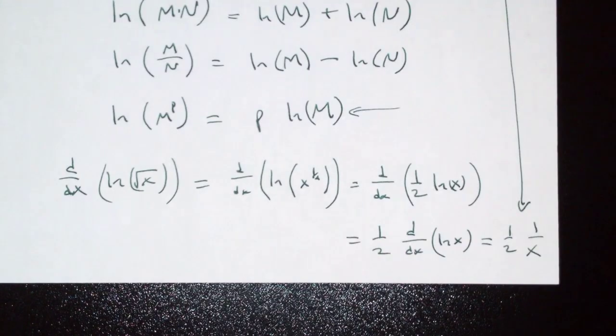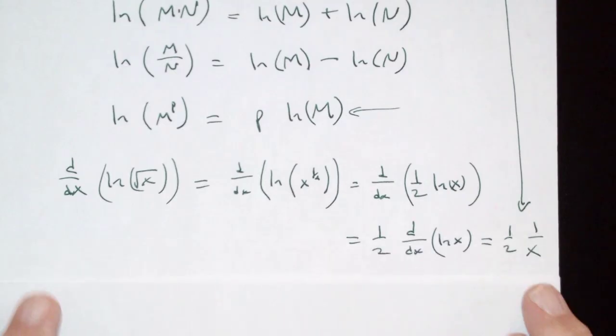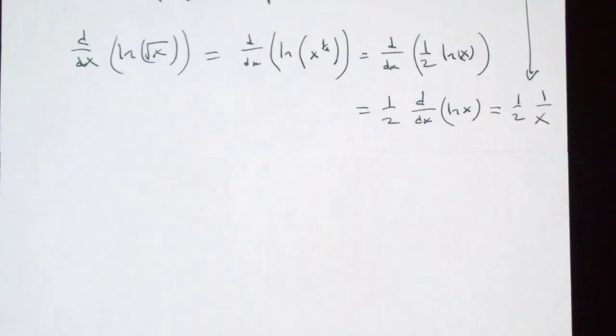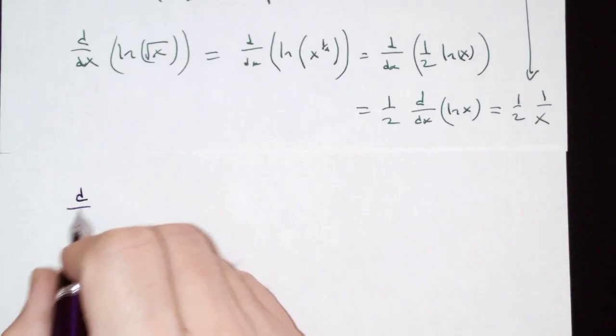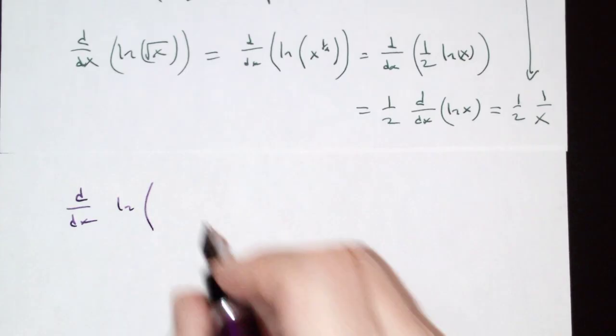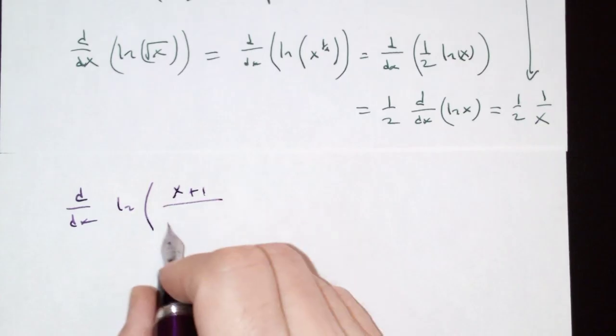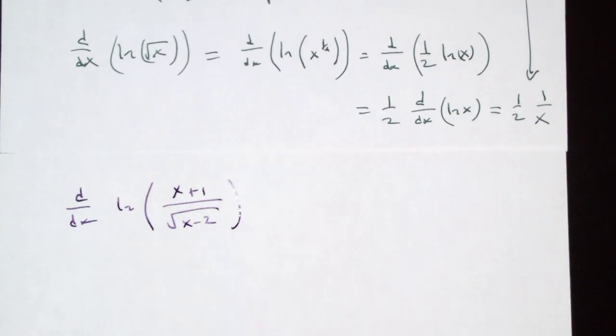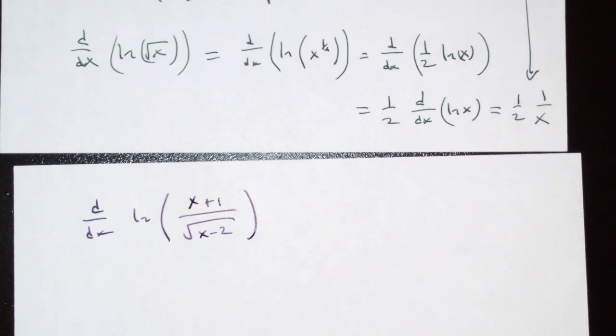This is really convenient because it prevents me from having to do really gross chain rule work. For example, and I know this one is deliberately kind of crappy, let's take the derivative of ln of x plus 1 over the square root of x minus 2. Now, I don't know what psycho came up with this. I stole it out of the textbook.